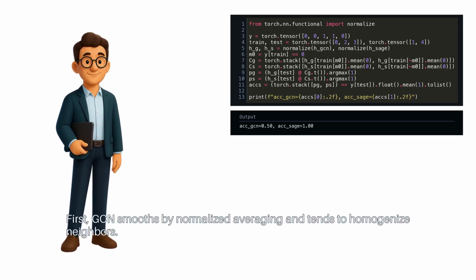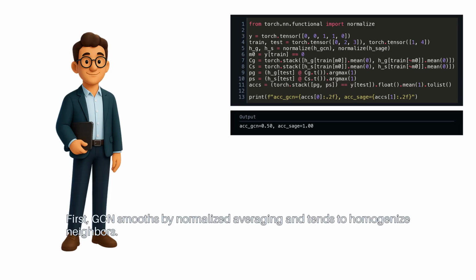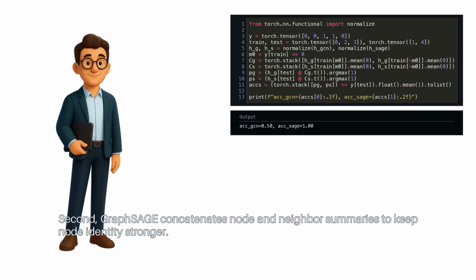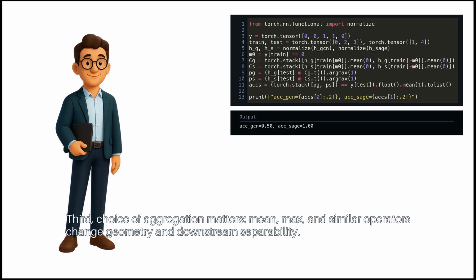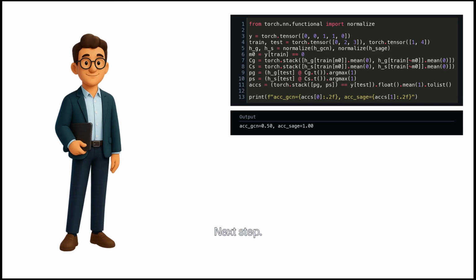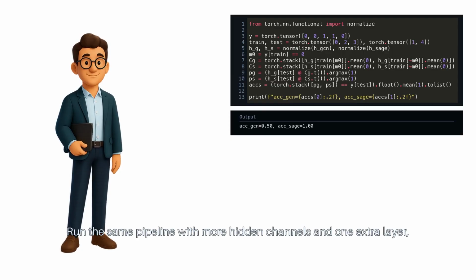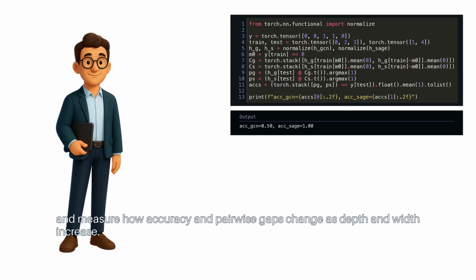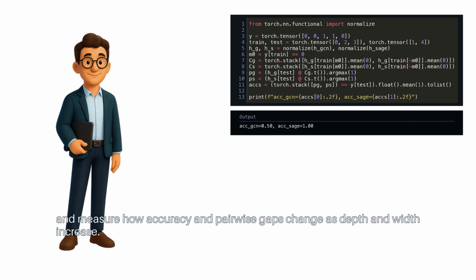Recap. First, GCN smooths by normalized averaging and tends to homogenize neighbors. Second, GraphSAGE concatenates node and neighbor summaries to keep node identities stronger. Third, choice of aggregation matters. Mean, max, and similar operators change geometry and downstream separability. Next step. Run the same pipeline with more hidden channels and 1 extra layer, and measure how accuracy and pairwise gaps change as depth and width increase.